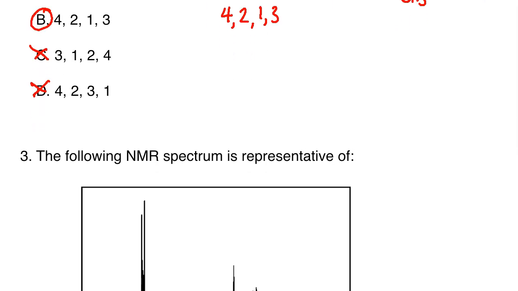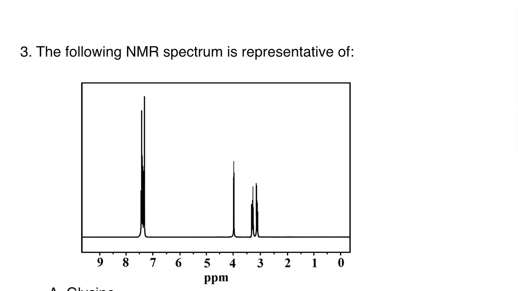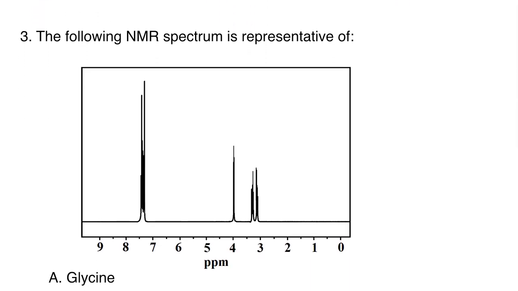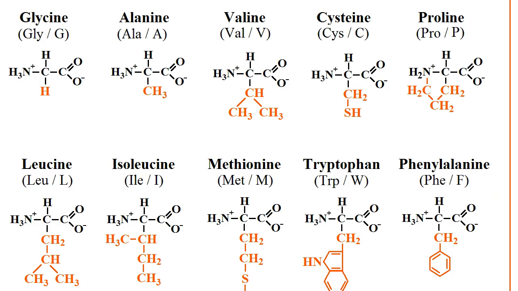All right. Now the following NMR spectrum is representative of one of these amino acids. And if you remember, I said you have to be careful when you're analyzing this because 2 of them should be eliminated almost immediately if you're looking at the structures and you have a good grasp of NMR at this point. However, the other 2 you have to look at a little more carefully in order to determine what the correct answer should be here.